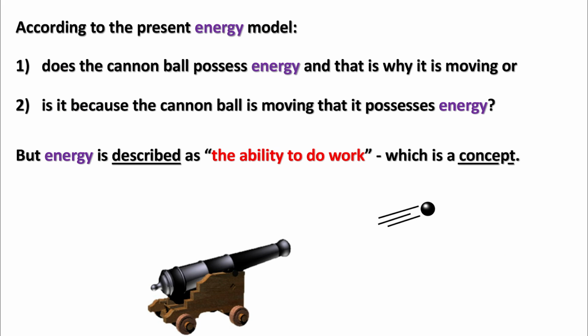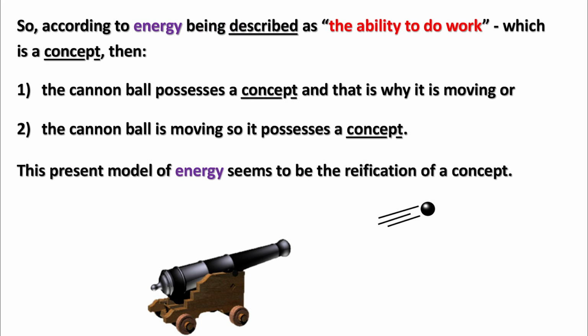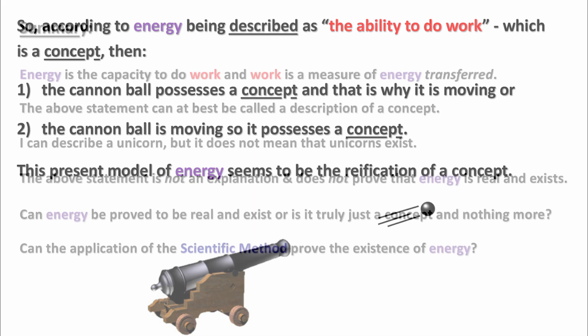According to the present energy model, 1. Does the cannonball possess energy and that is why it is moving? Or 2. Is it because the cannonball is moving that it possesses energy? But energy is described as the ability to do work, which is a concept. So according to energy being described as the ability to do work, which is a concept, then 1. The cannonball possesses a concept and that is why it is moving, or 2. The cannonball is moving so it possesses a concept. This present model of energy seems to be the reification of a concept.